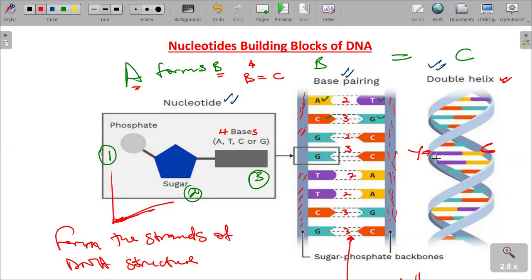Nitrogen base Y, how do you know what is Y? You know Y according to the complementary pairing. Y must be G, because C and G pair together. If we are going to say that this is T, then it means on the opposite side we have got A.